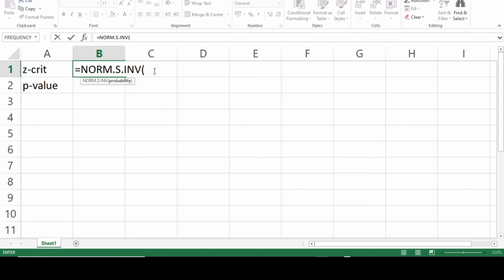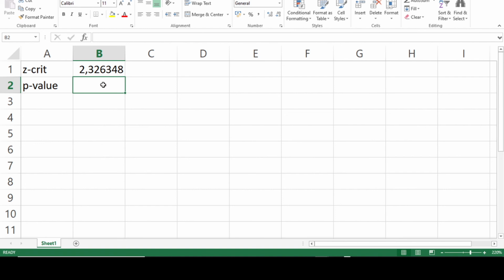The probability that we type in is the area to the left of my critical value. Because we are testing right-sided, the area to the right of my critical value is alpha, 0.01 in this case. And therefore, the area to its left will be 1 minus alpha, 1 minus 0.01, which is 0.99. And there you get your critical value.